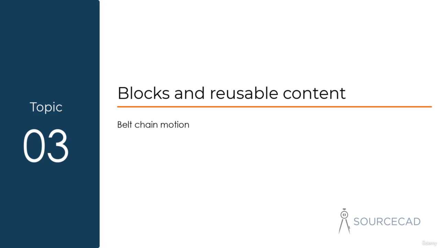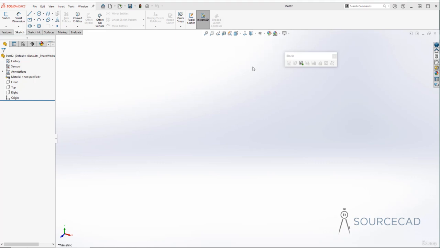Let's now talk about the belt chain system, and this system is actually used for simulating the motion between different pulleys and levers using block. So here I'll just start by creating just a few blocks that will resemble a few pulleys.